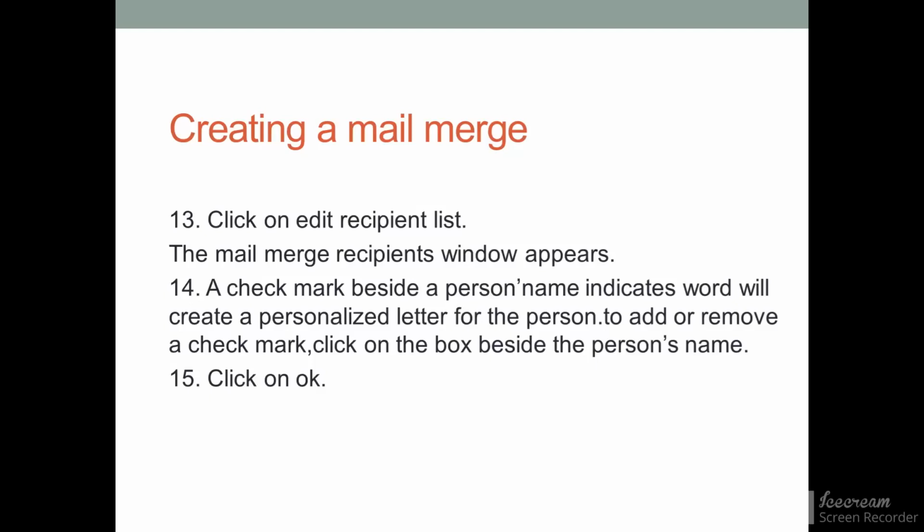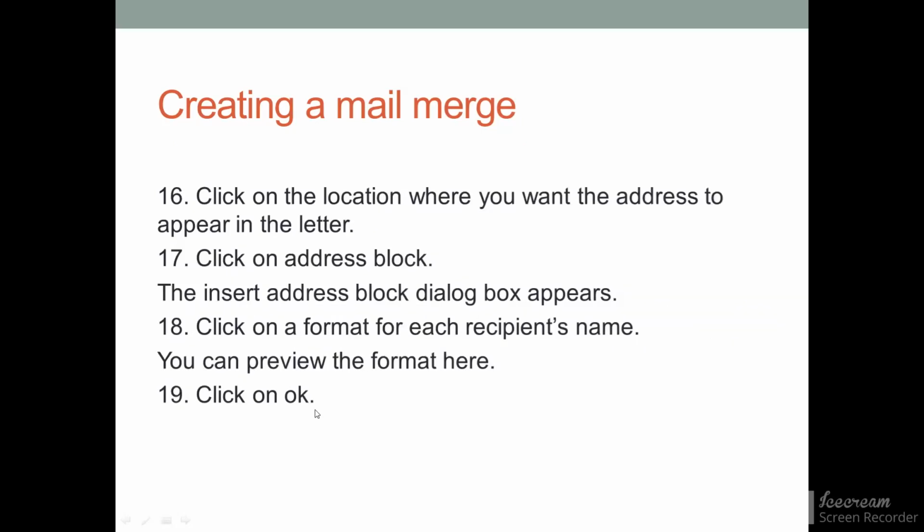14th, a check mark beside the person's name indicates Word will create a personalized letter for the person. To add or remove a check mark, click on the box beside the person's name. Now 15, click on OK. After that, 16, click on the location where you want the address to appear in the letter. 17, click on Address Block. The Insert Address Block dialog box appears.